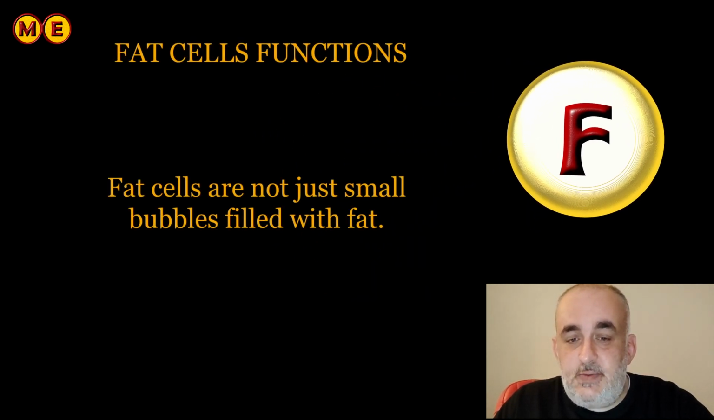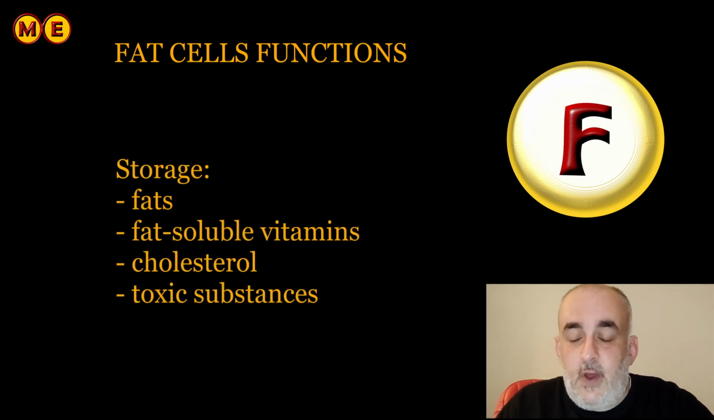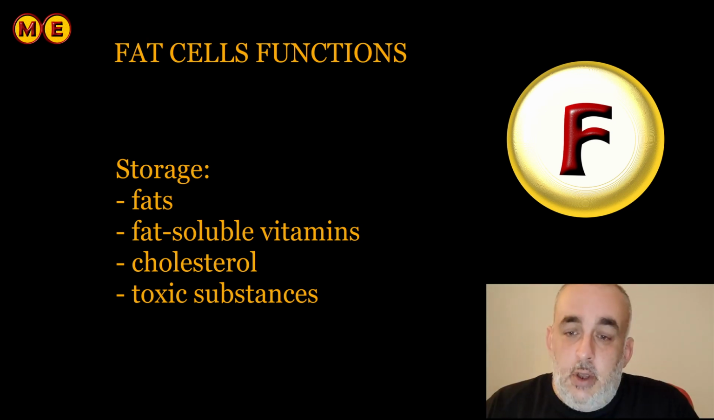But contrary to popular belief, fat cells are not just small bubbles filled with fat. They are highly specialized cells with many functions. In addition to fat, we store in them fat-soluble vitamins like vitamin A, K, and D. We also store cholesterol there, and cholesterol is the main steroid in our body. It is vital for building our cell membranes, for building the synapses in the brain, and we make many hormones out of it, such as estrogen, testosterone, cortisol, and many other things.